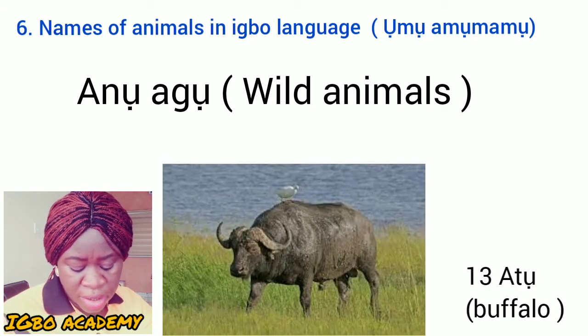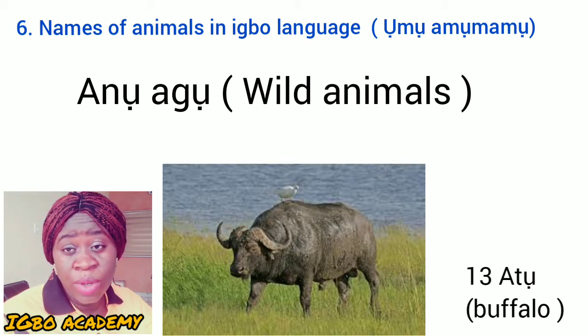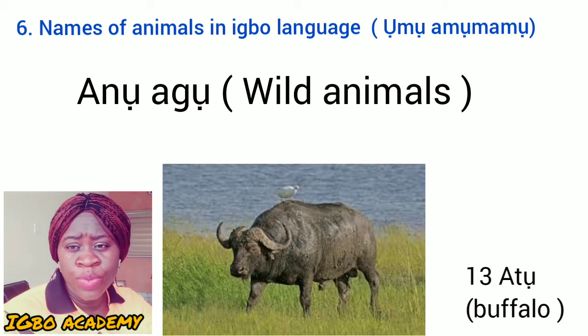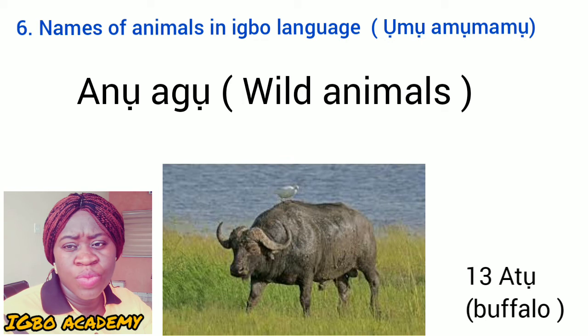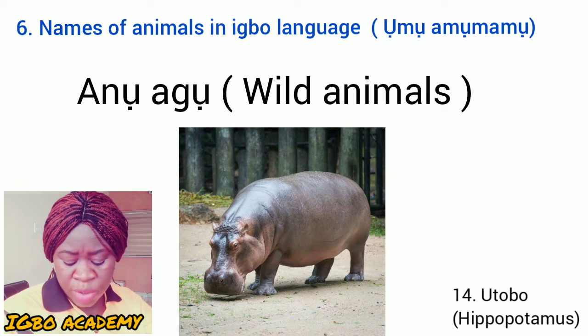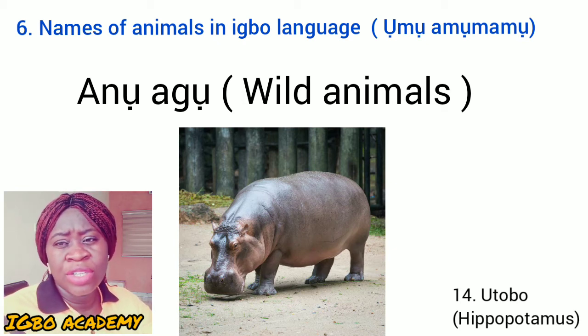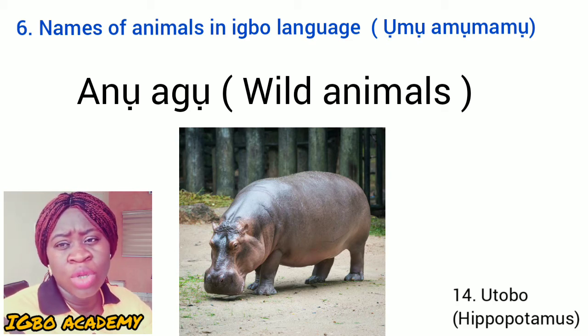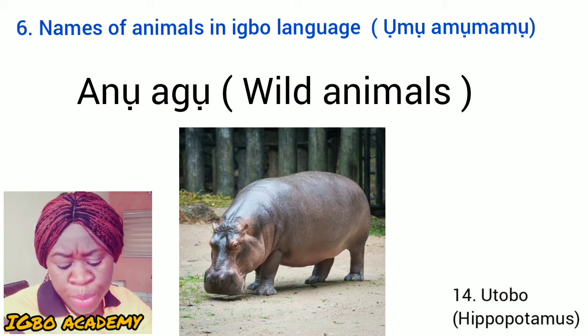Okay. Number 13. The buffalo or the bush cow. The buffalo is called atu. Number 14. The hippopotamus. The hippopotamus is called utobo.